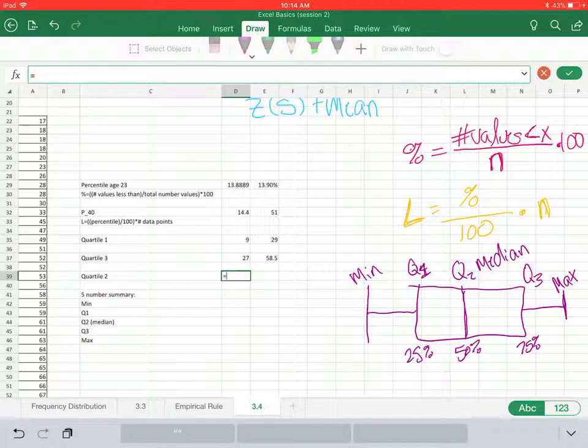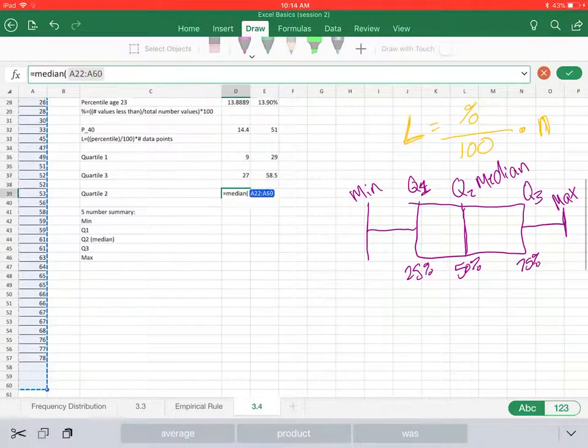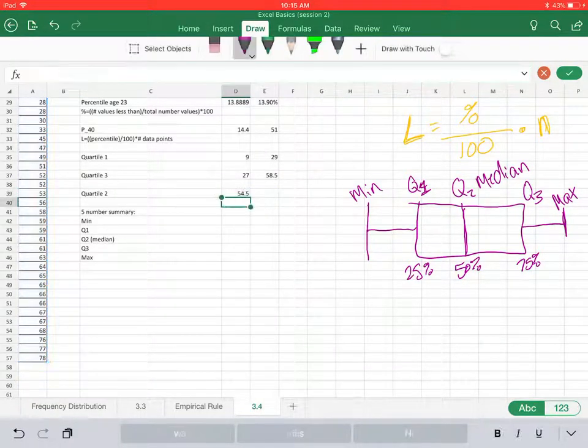So the next one is just the median. So Excel is nice, and because quartile 2 is the median, we can just type in median. And then we'll take the entire set of data, and we're finding the median of all of it. So that answer would be 54.5.